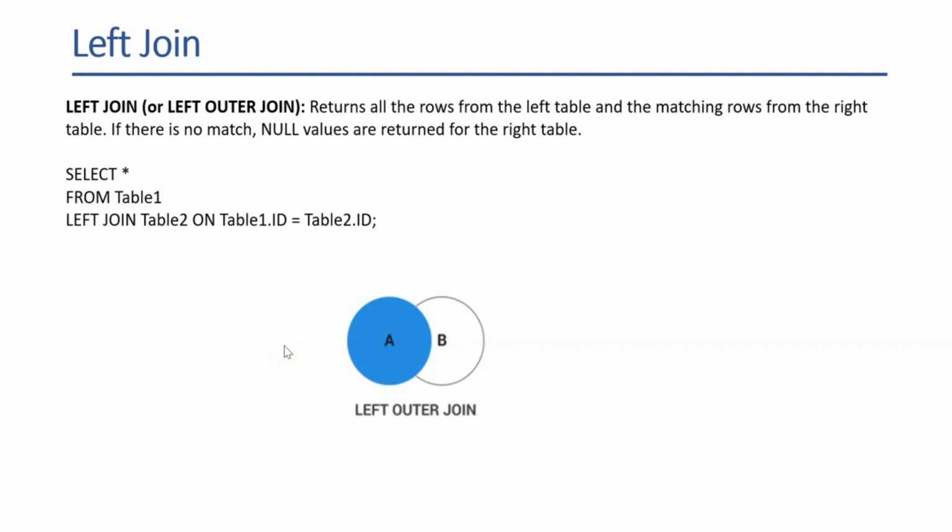Hello all. Now let's understand what the left join is, sometimes called the left outer join. It returns all the rows from the left table. Whichever table you have mentioned first will be considered the left table. It returns all the rows from the left table and only the matching rows from the right table. If there is no matching row in the right table, it will return null.